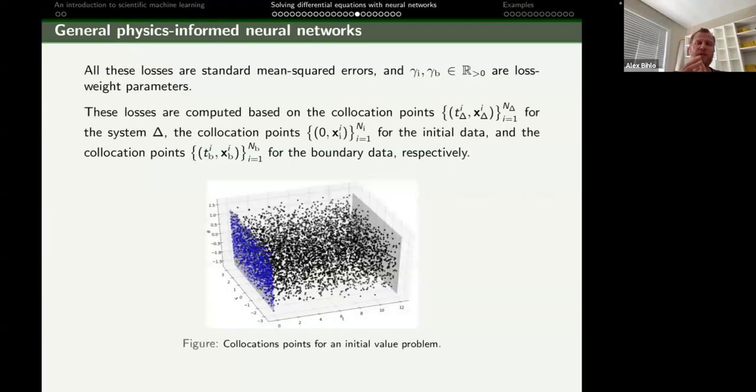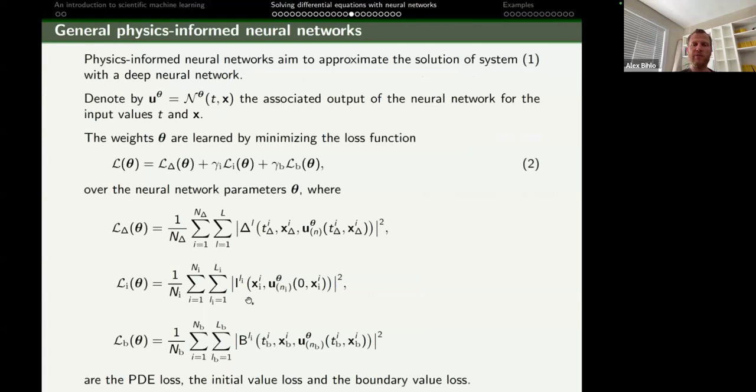But yes, just to give you an idea of how these collocation points could look. This is when we solve the shallow water equation on the sphere using periodic boundary conditions. Your initial collocation points are just sampled at time 0, and then this would be latitude and longitude. These blue points would be your initial value collocation points, which are fed into your initial value operator.